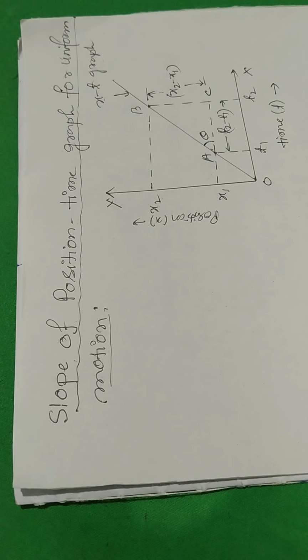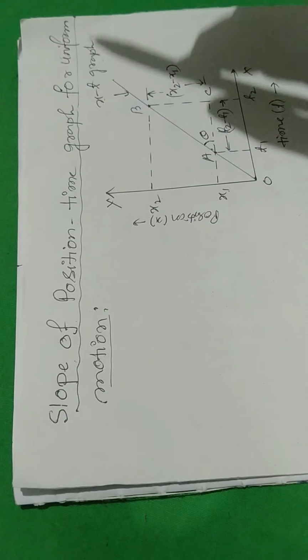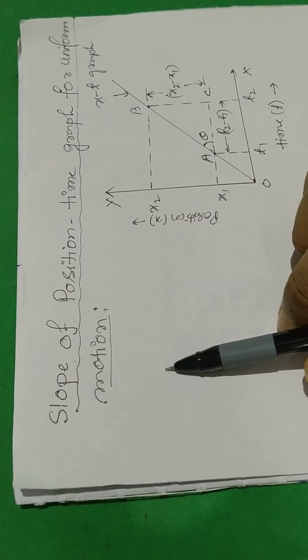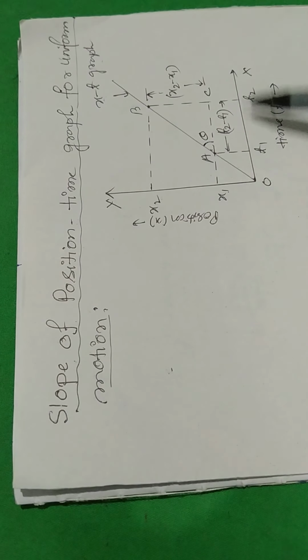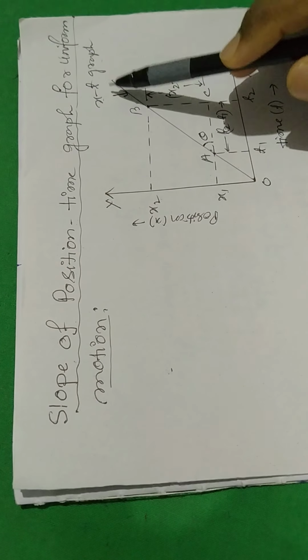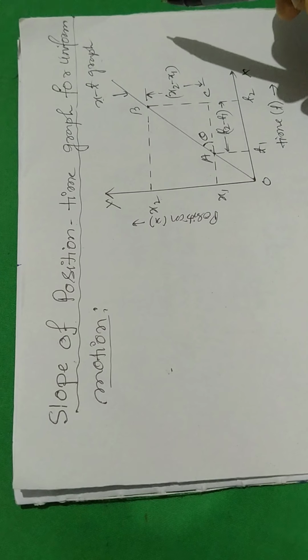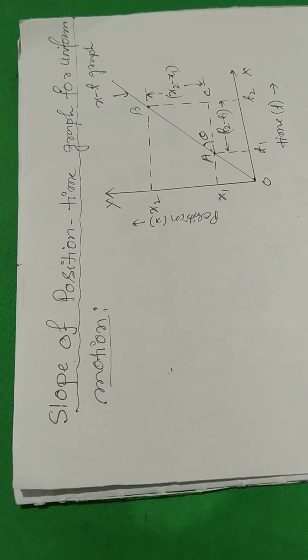Hello student, today I am going to discuss how to write the slope of a position-time graph for uniform motion. This figure represents the position-time graph, or x-t graph, for uniform motion.